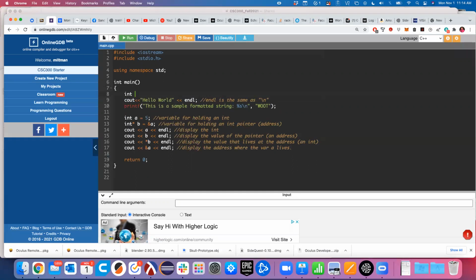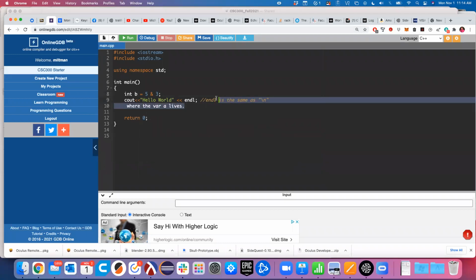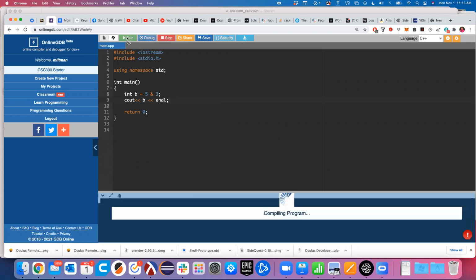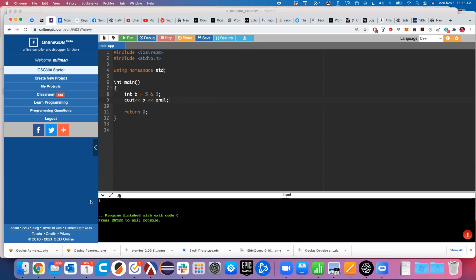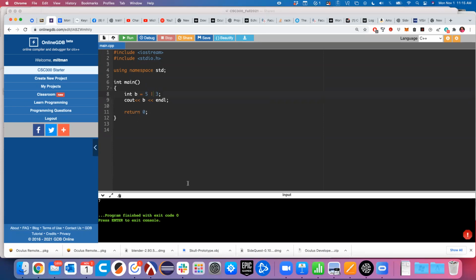Now, if I say int b is equal to 5 and 3, and I say print out the value of b, I get a 1. So the question is why did I get a 1? If I say 5 or 3, I get a 7. So to somebody who's never worked with bitwise stuff, you might look at that and say, okay, what? What's going on there, right?